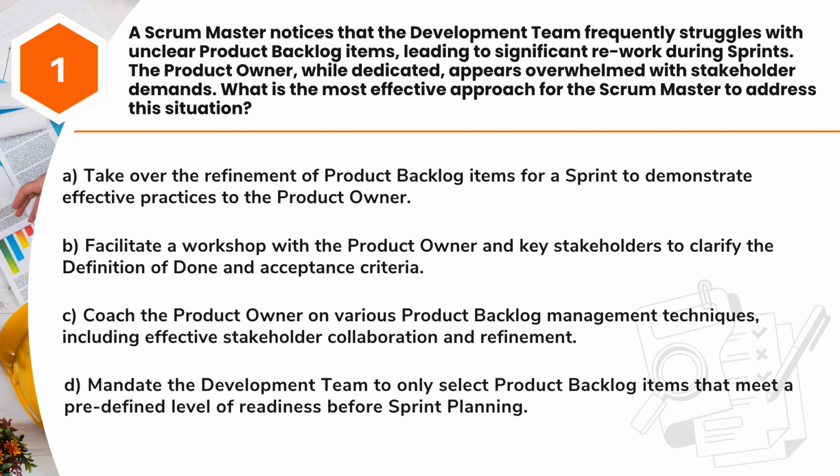A. Take over the refinement of product backlog items for a sprint to demonstrate effective practices to the product owner. B. Facilitate a workshop with the product owner and key stakeholders to clarify the definition of done and acceptance criteria. C. Coach the product owner on various product backlog management techniques, including effective stakeholder collaboration and refinement. D. Mandate the development team to only select product backlog items that meet a predefined level of readiness before sprint planning.